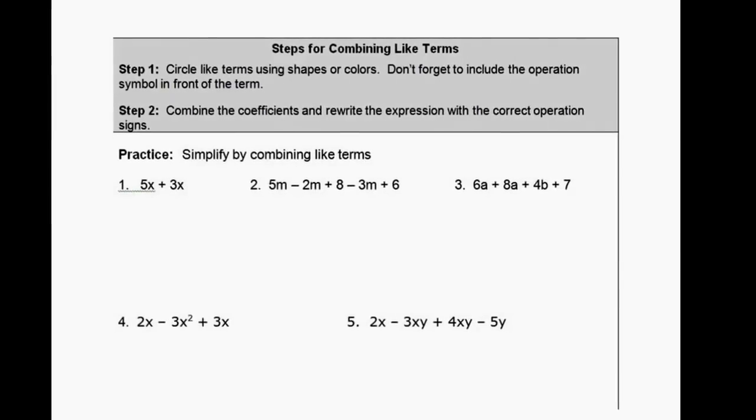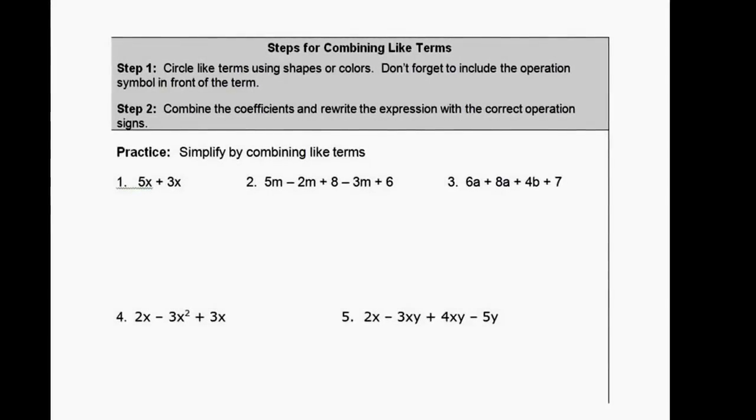Okay, so let's talk about our steps for combining like terms. Our goal in combining like terms is to get an expression to its simplest form. So we're going to need to get all of our like terms together. We're going to use circles and different shapes and colors to help make sure that we get them all put together the correct way. So let's look at number 1. We have 5x and 3x.